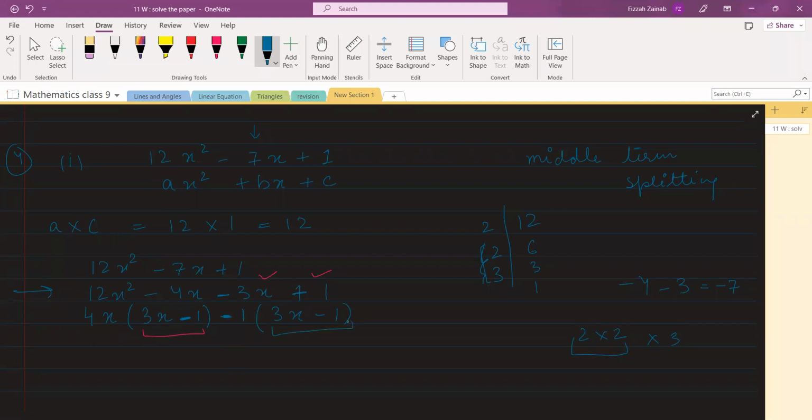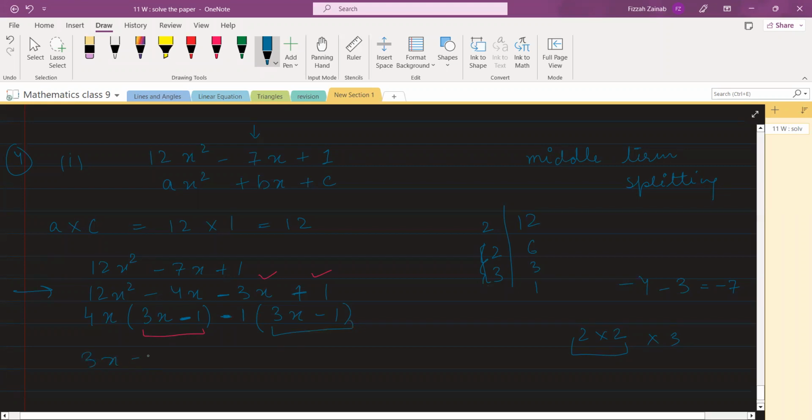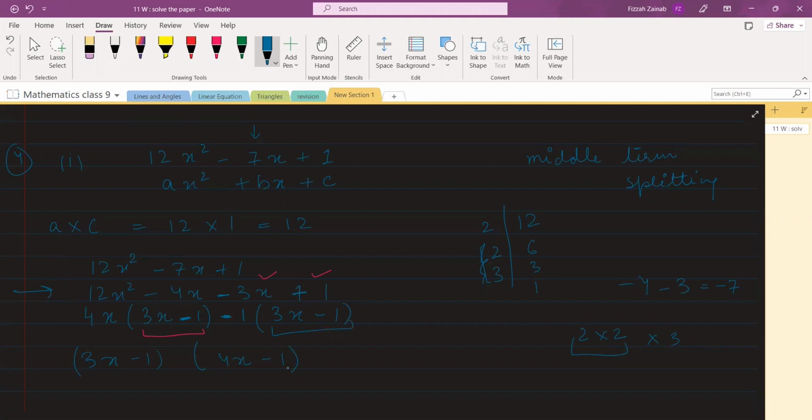So now this bracket is the same, so I can take this bracket common. Here I get 4x and then minus of 1. Now you can see I have broken this polynomial into 2 factors. When we started with this polynomial and reached here, these are the 2 factors, 3x minus 1 and 4x minus 1. So we have factorized this polynomial. Okay, now please try the second part.